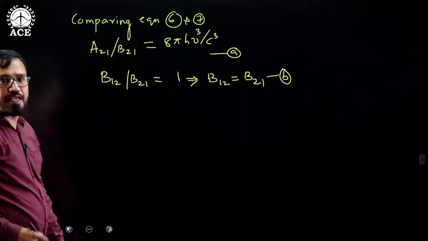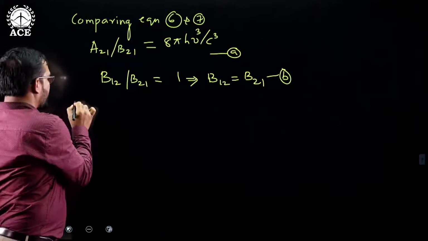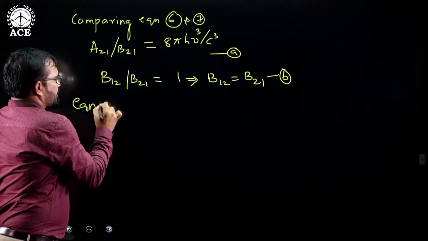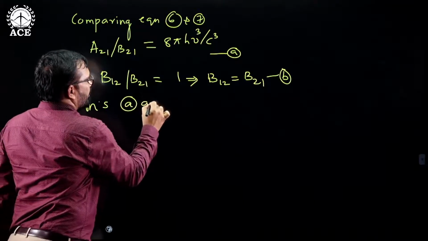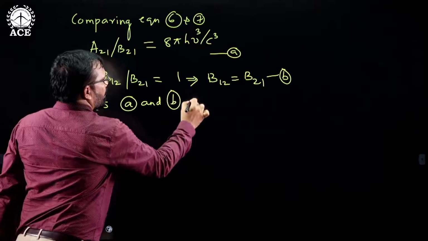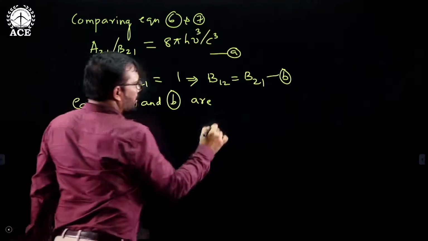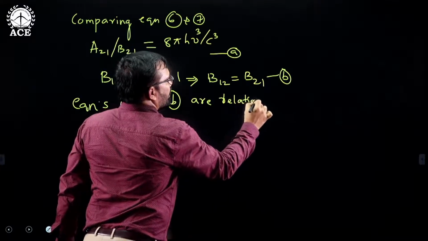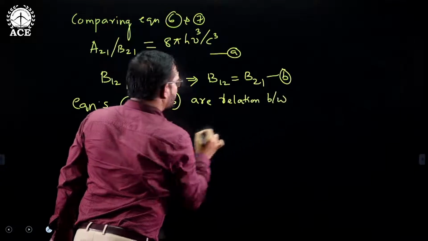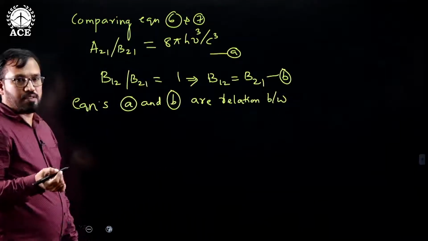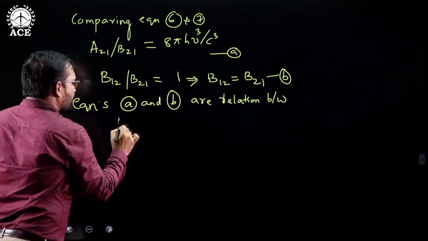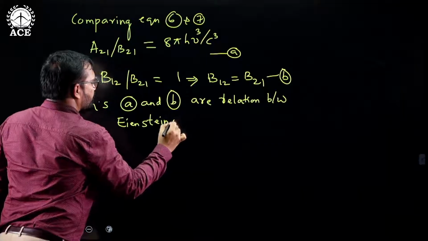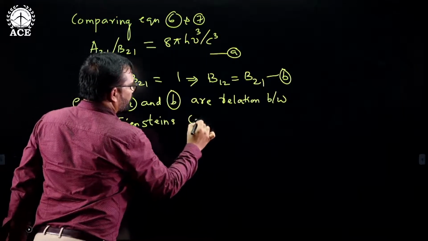So equations A and B are the relations between Einstein coefficients, the Einstein coefficient relations.